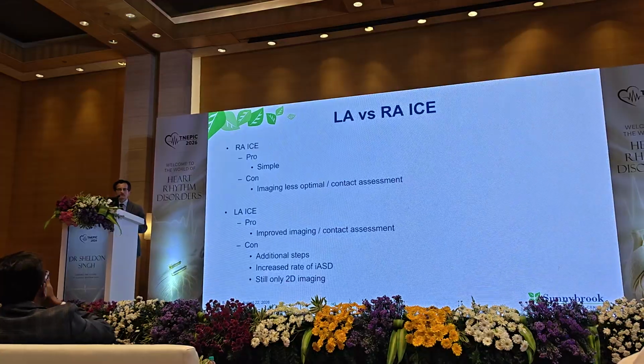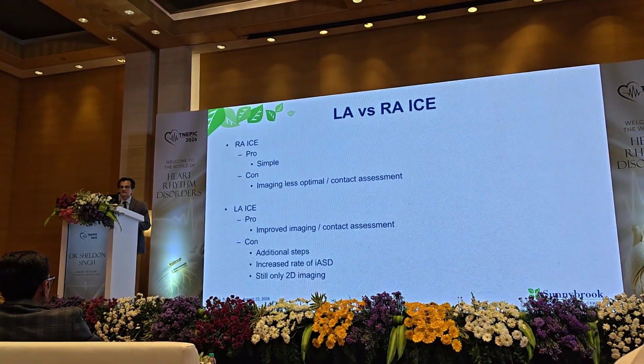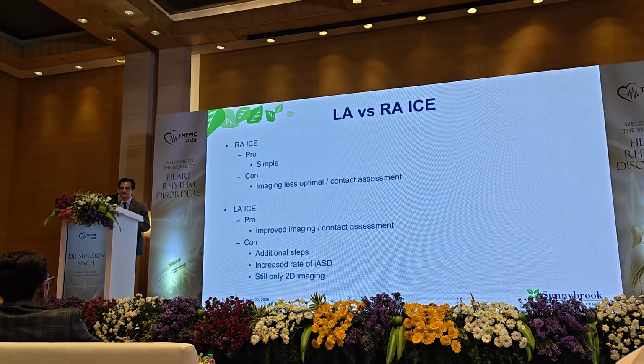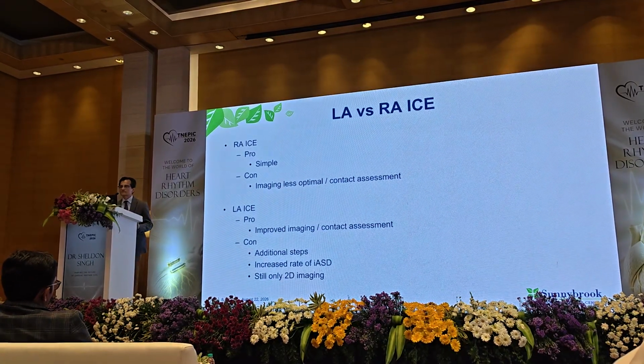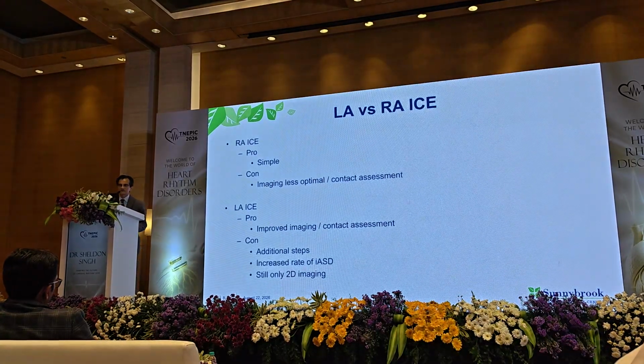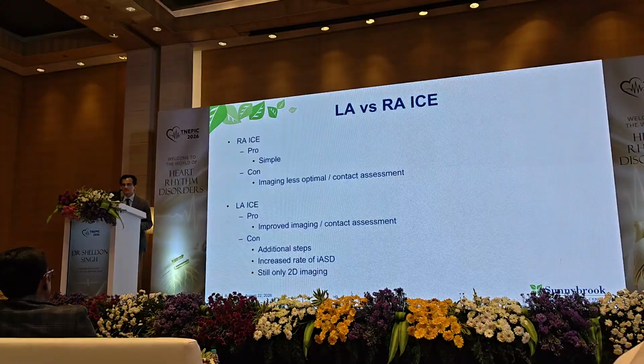A question that comes up if you look at a lot of videos from these high-volume US operators, they talk about putting ICE in the left atrium. I don't think that's needed. The pro is that right atrial ICE is very simple. You put it in one position, you just spin it around 180 degrees. The con is that you may not get perfect visualization of the right superior pulmonary vein.